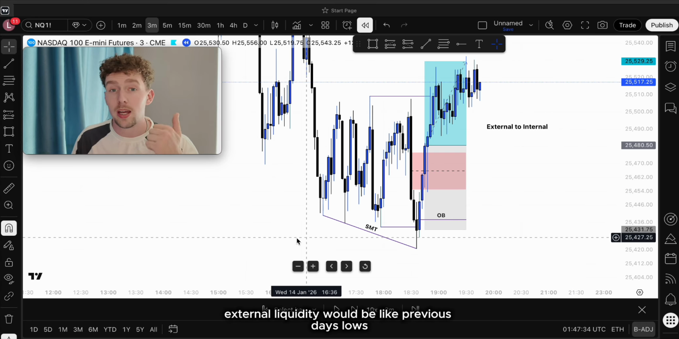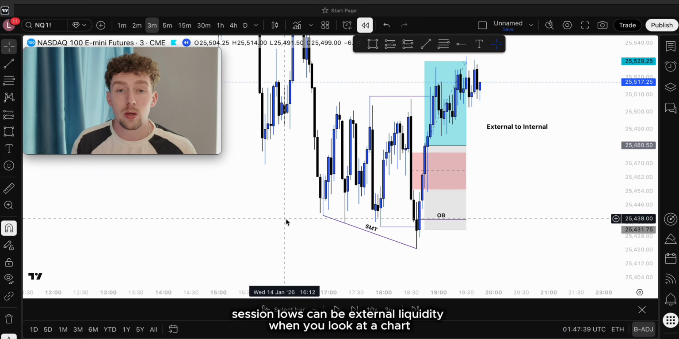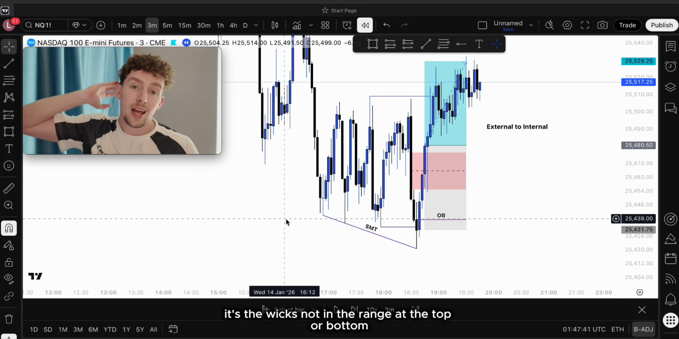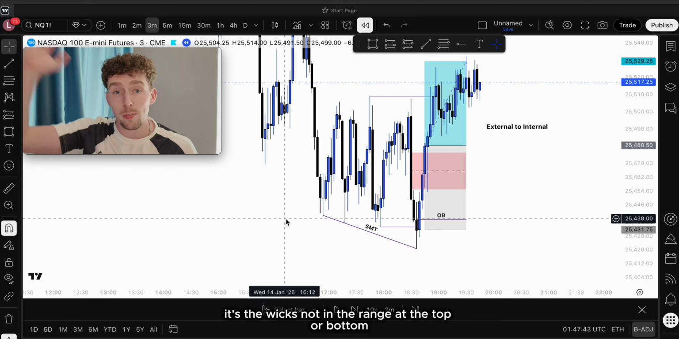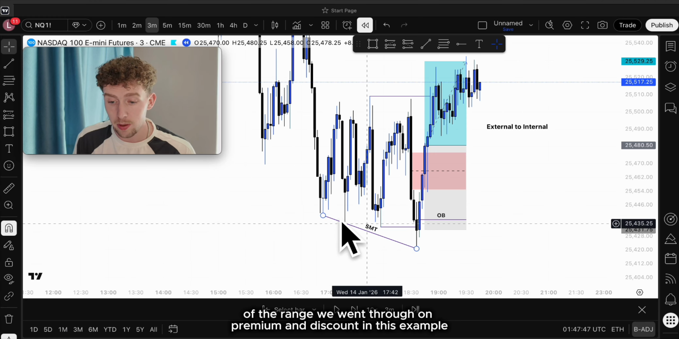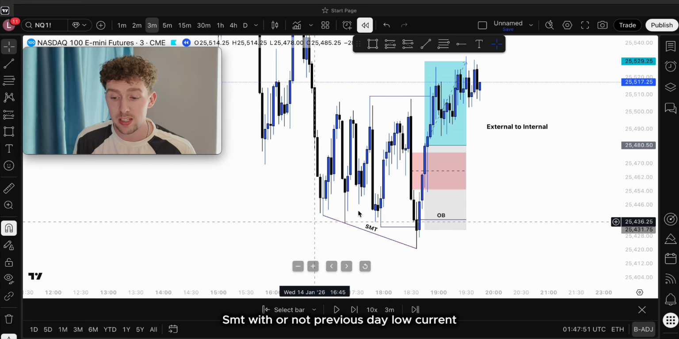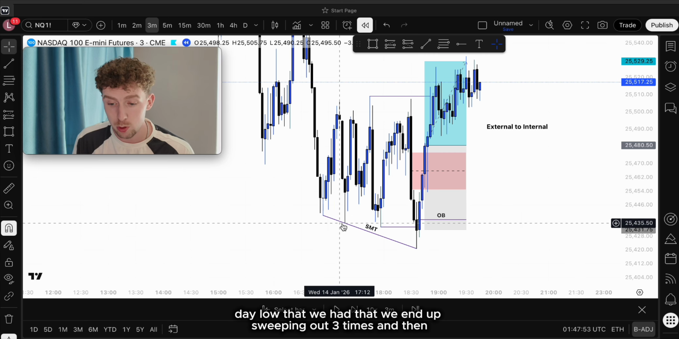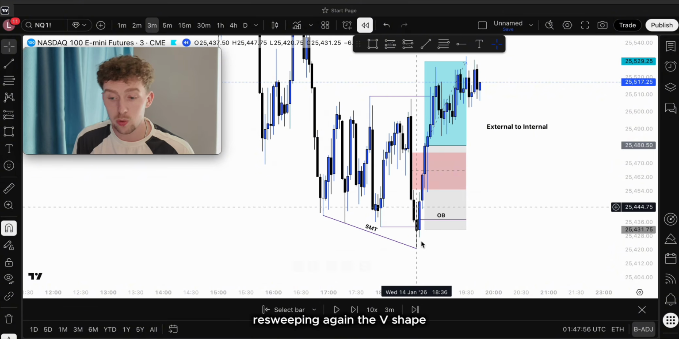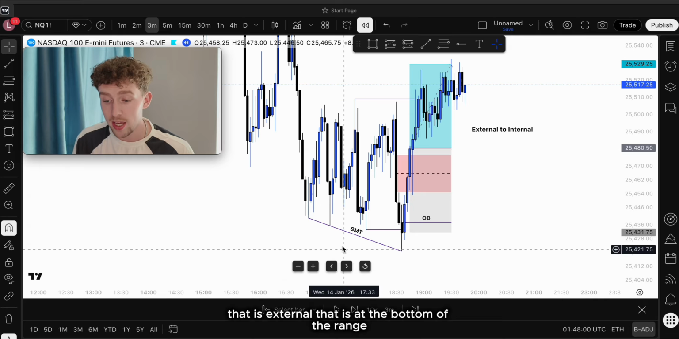External liquidity will be like previous day's lows. Session lows can be external liquidity. When you look at a chart, it's the wicks outside the range, at the top or bottom of the range we went through on premium and discount. In this example, this current day low that we had, that we created SMT with, that we end up sweeping out 3 times and then re-sweeping again in the V shape, that is external. That is at the bottom of the range.